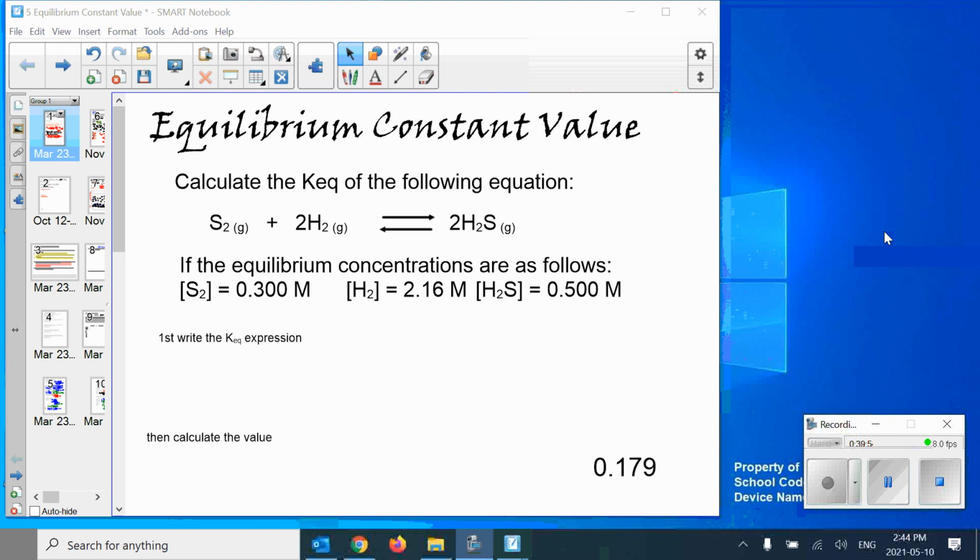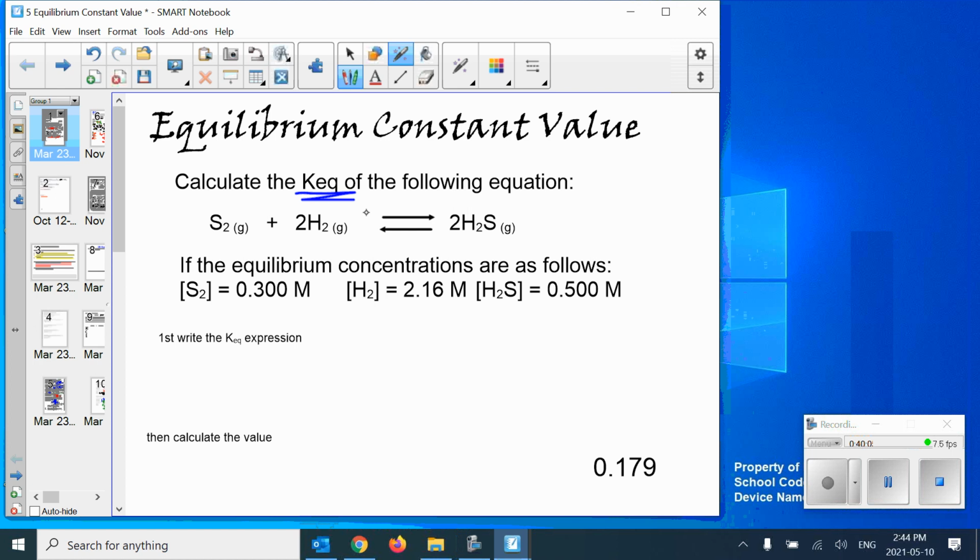Okay. You should be able to find this as a handout. If not, hand copy this. Equilibrium constant value: calculate the KEQ value of the following equation. Now, this is all given here, okay? But this time we're given concentrations in big M, which means moles per liter.